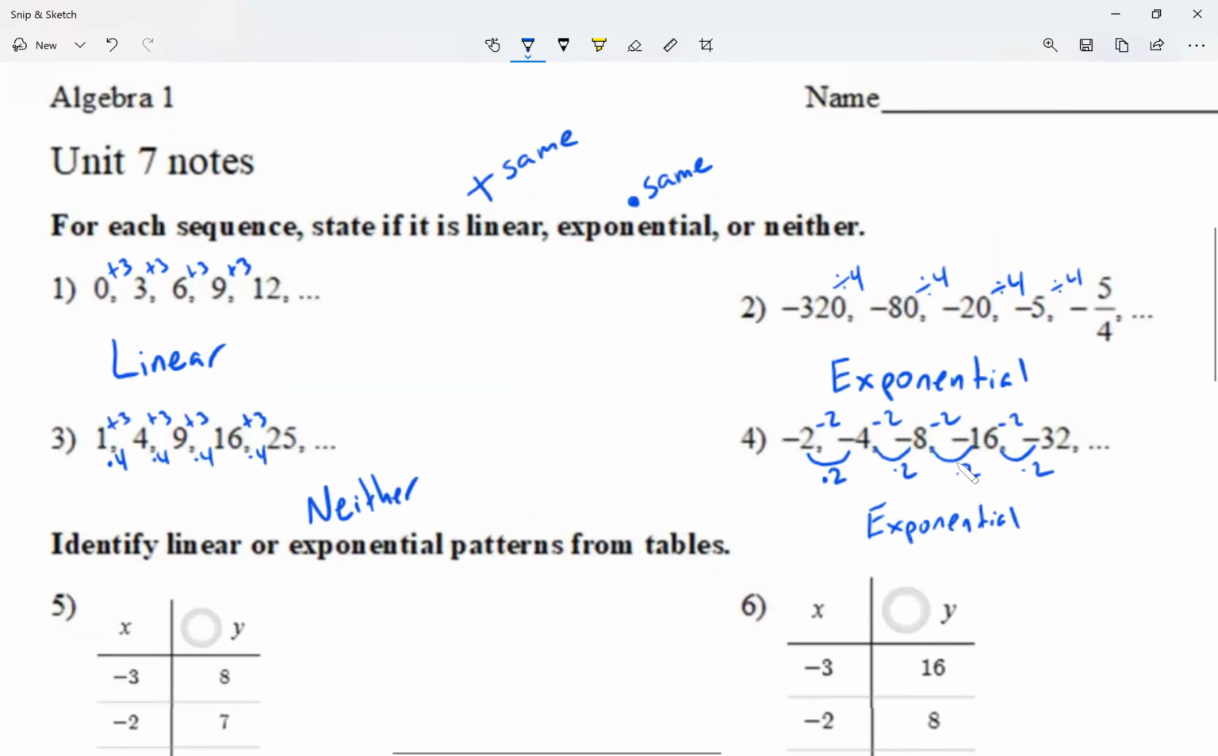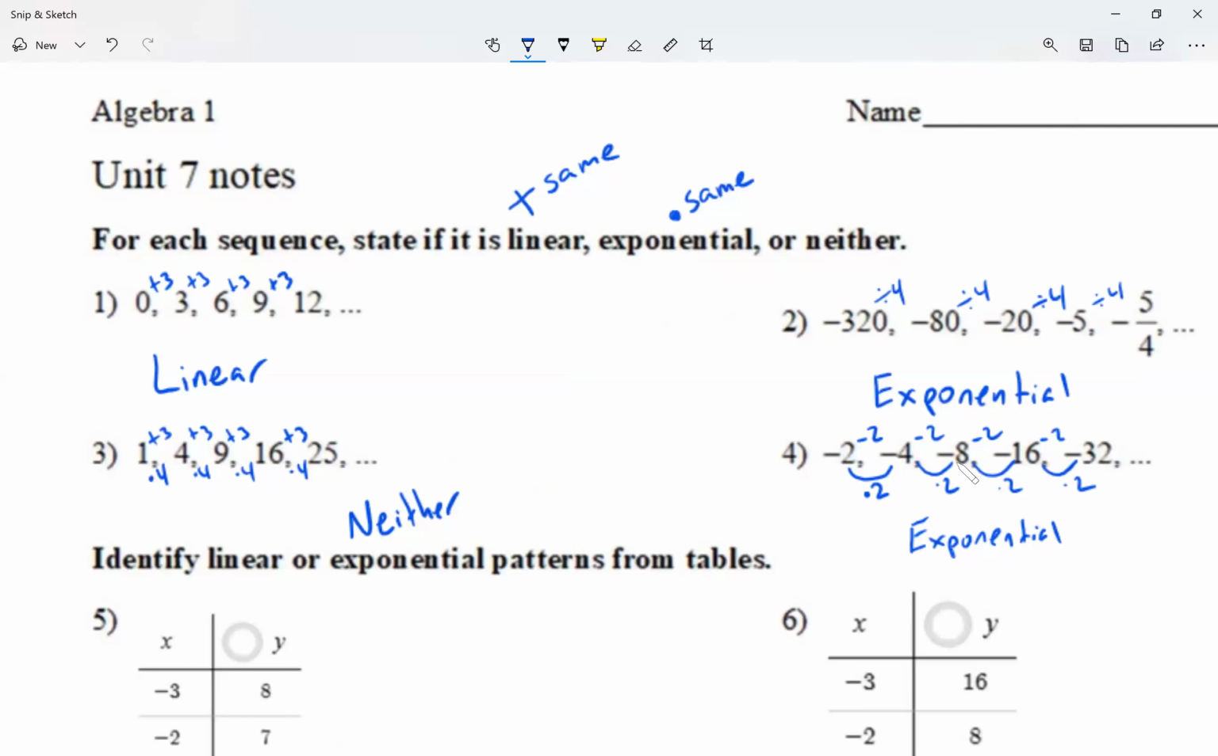So again, really quick, if you add or subtract by the same thing all the way across, linear. If you multiply or divide by the same thing, exponential. Now, if it is not linear and it's not exponential, we call that neither.